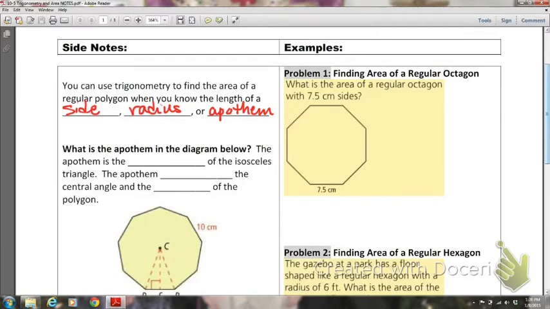In this diagram below, it asked what is the apothem. The apothem is the altitude of the isosceles triangle that's drawn there in red. The apothem bisects the central angle of that polygon, and it bisects the side of the polygon. So we're going to use all of those facts when we're finding the lengths that we need to use in our formulas.